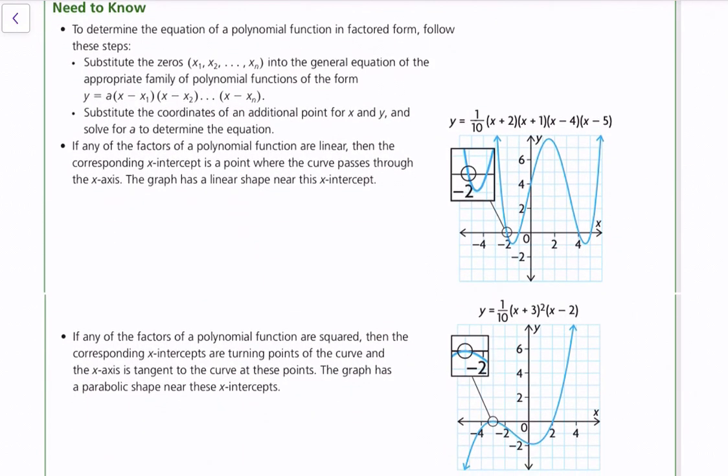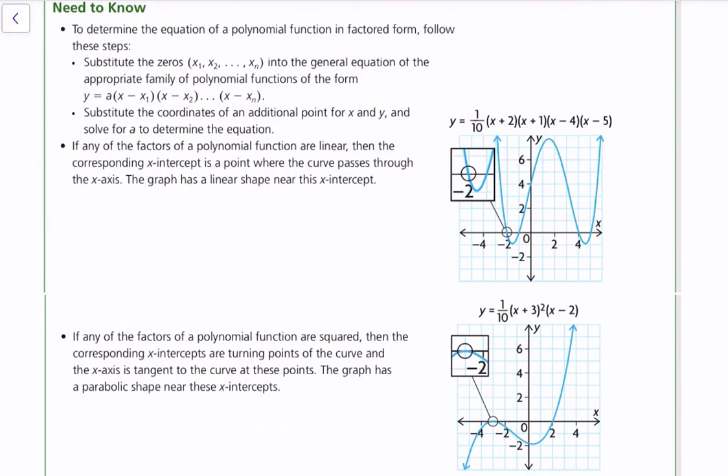To determine the equation of a polynomial function in factored form, follow these steps. You want to substitute the zeros into the general equation of the appropriate family of polynomial functions in that form. Then you want to put in the coordinates of an additional point for x and y, and then you want to solve for a. So remember, it's actually really simple.